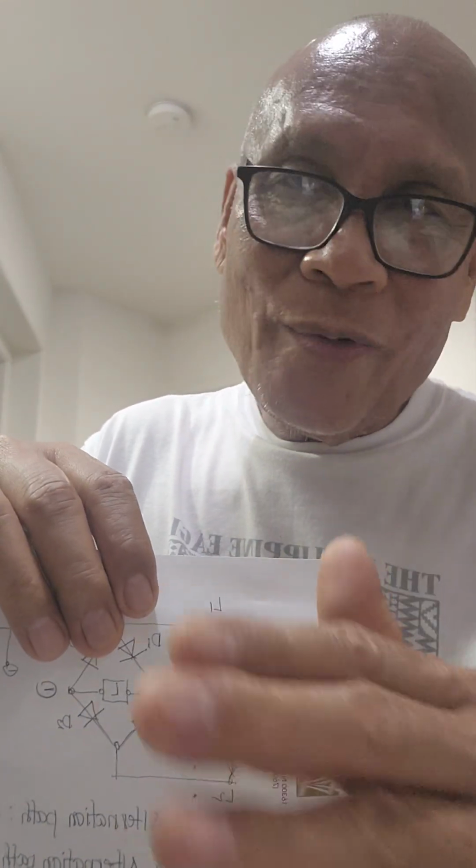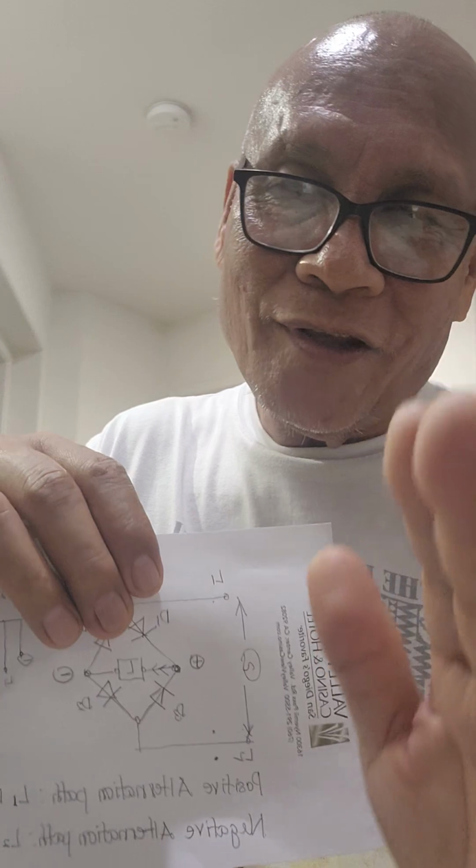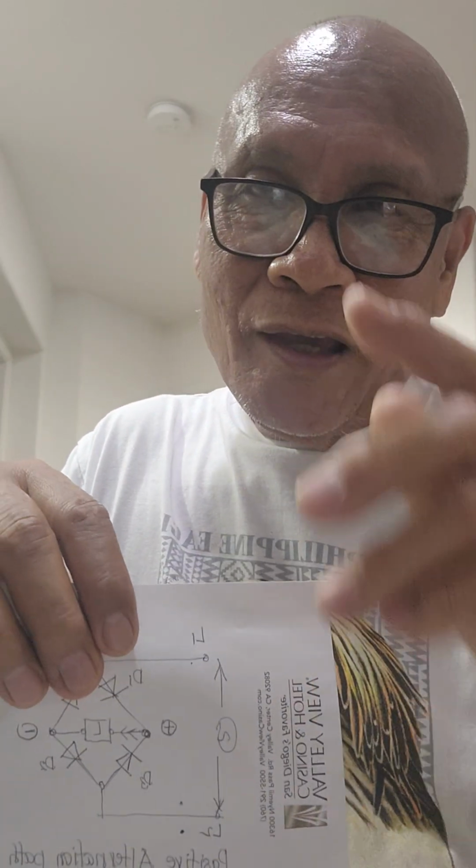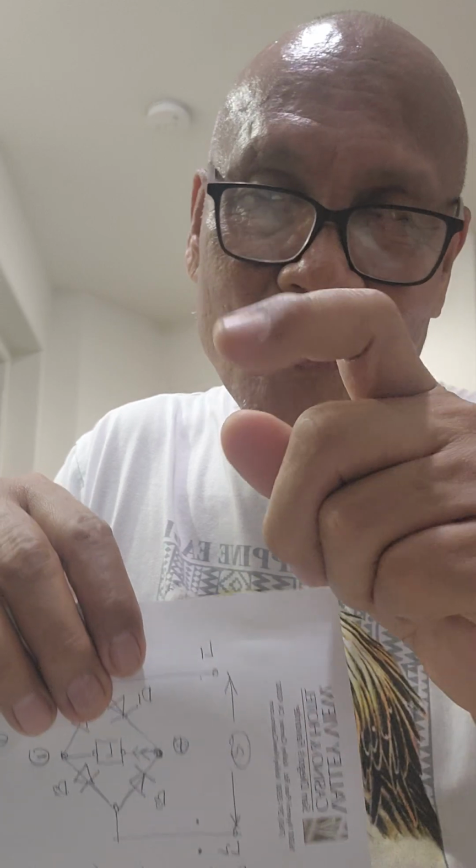It does not alternate. How come it does not alternate? Because for the negative alternation, it's reverse bias, so it cannot pass current. A diode will only pass current when it is forward bias, meaning its anode is positive with respect to the cathode. How do we check if the diodes inside are correct or not?